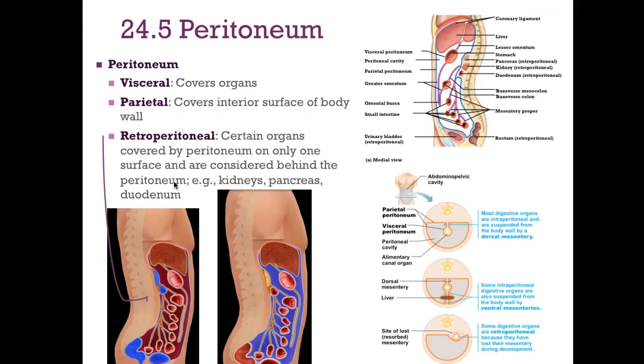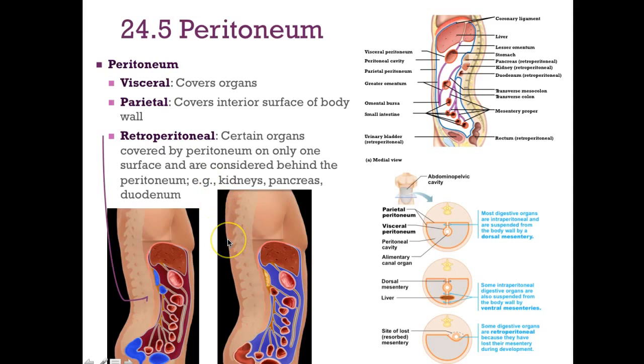So first, let's discuss our peritoneum. This is really a serous membrane. We saw these similar layers in our respiratory system as our visceral pleura and parietal pleura. So now we're just in the abdomen, so we're going to call this peritoneum here. So our visceral peritoneum, that is going to cover our organs.